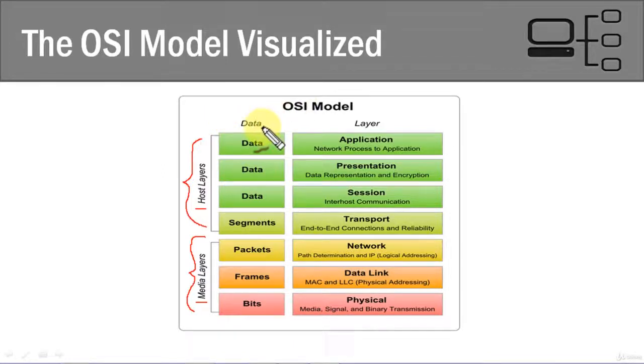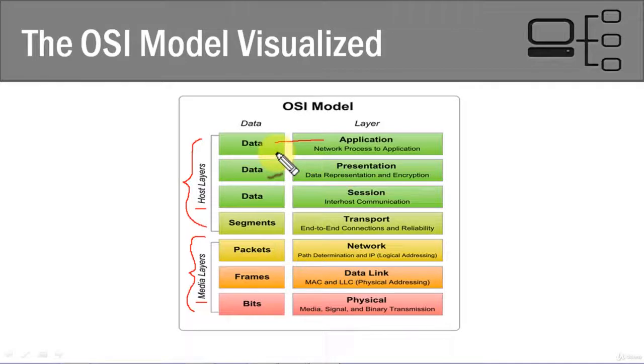When we look at this, data starts and adds on layers of information. At the top, it's nothing but raw data where it interacts with an application. Then, once it goes down the layers, this data is segmented and created into what we call segments, packets, frames, and bits.